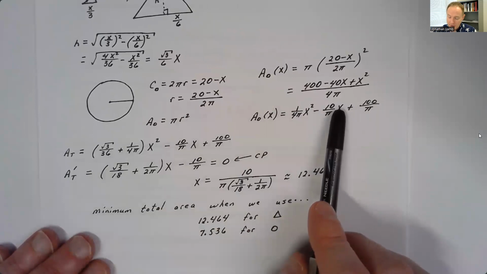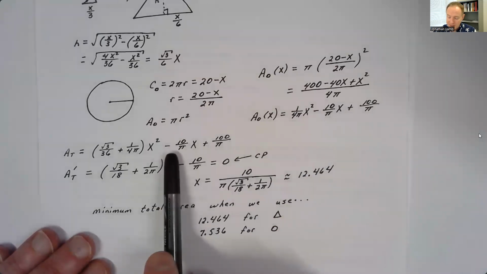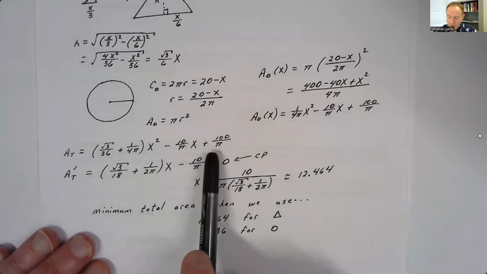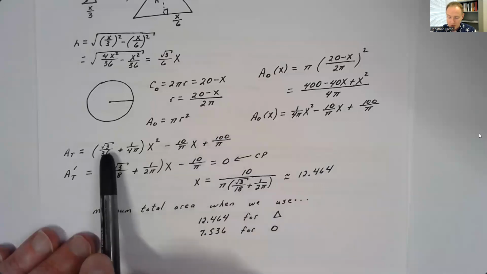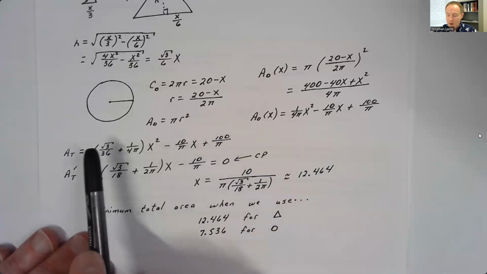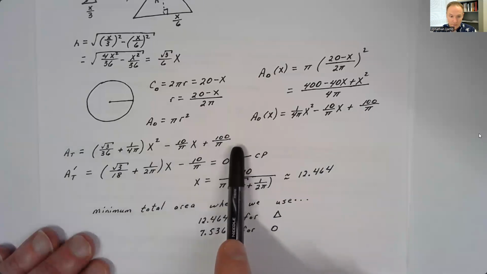Bring down the rest of your area formula. You'll have minus your 10 over pi x plus 100 over pi. And of course, the area of the triangle formula didn't contribute anything to these last two. It just contributed this portion right here. But this is my total area formula.